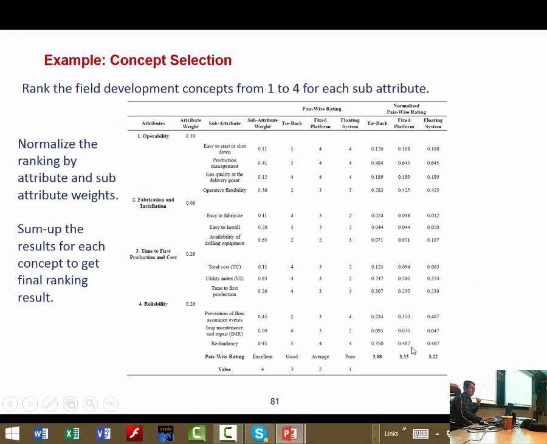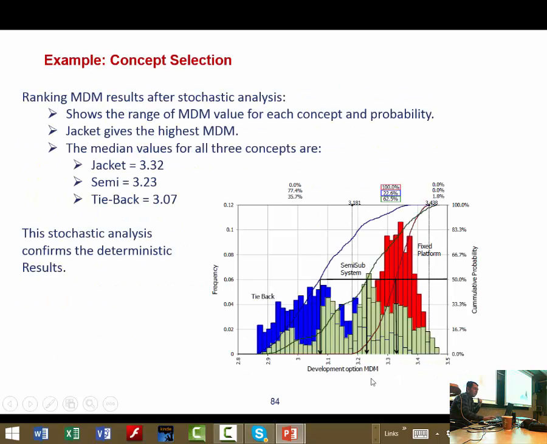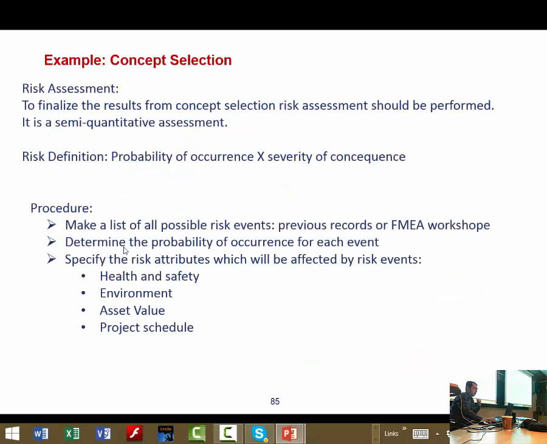I mean these numbers here. You just get a distribution for these numbers, and then you take the mean value or the most probable value for each concept, which you will get here. For example, for this case, after Monte Carlo simulation, we end up with the same order of numbers here, which confirms our deterministic calculation from before.